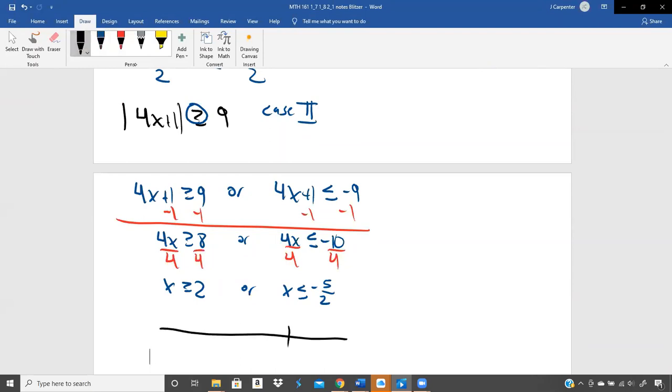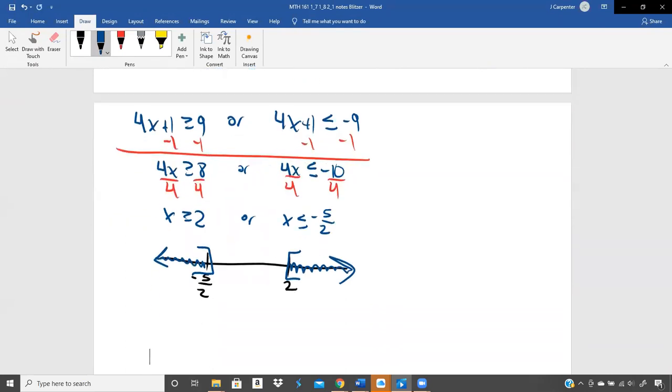Number line. You need your 2 here and your negative 5 halves here. x is bigger than or equal to means shade to the right forever, so arrow, and or equal means it gets the bracket. x is less than or equal to negative 5 halves means we shade to the left forever, arrow, has the or equal, so bracket. Then the interval notation: there are two different regions, so you'll need that union again. The left region is negative infinity up to the negative 5 halves. Always parentheses for infinity. It had the or equals, so bracket for the 5 halves. 2 to infinity is the other region, parentheses for the infinity, bracket for the 2, because consistency.